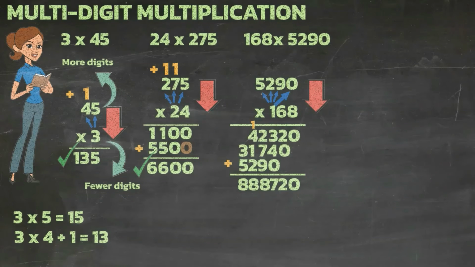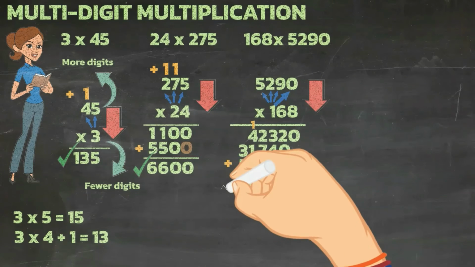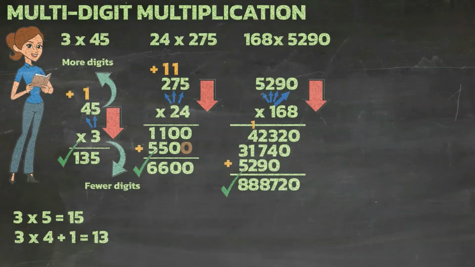168 times 5,290 is therefore equal to 888,720.